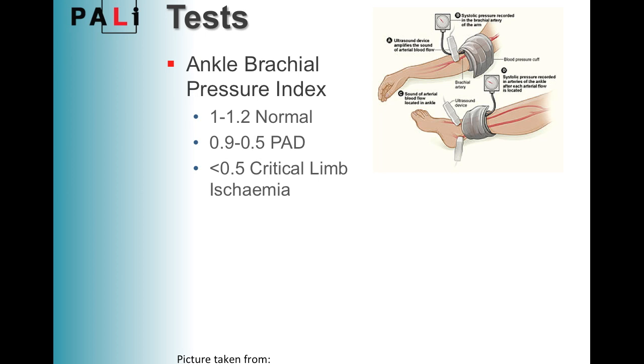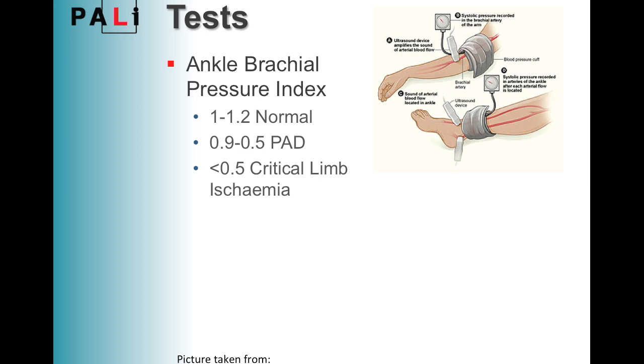Important tests to remember in peripheral artery disease are the ankle brachial pressure index. So this is where we measure the pressure in the arm as well as the lower limb. An index of 0.9 to 0.5 indicates peripheral artery disease, and less than 0.5 indicates critical limb ischemia, and something needs to be done fairly quickly about that to revascularize the limb.